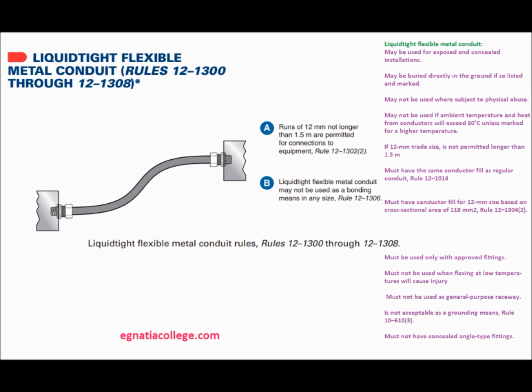May be buried directly in the ground if so listed and marked. May not be used where subject to physical abuse. May not be used if ambient temperature and heat from conductors will exceed 60 degrees Celsius unless marked for a higher temperature. 12 mm trade size is not permitted longer than 1.5 meter. Must have the same conductor fill as regular conduit, Rule 12-1014. Must have conductor fill for 12 mm size based on cross-sectional area of 118 mm square, Rule 12-1304(2). Must be used only with approved fittings.